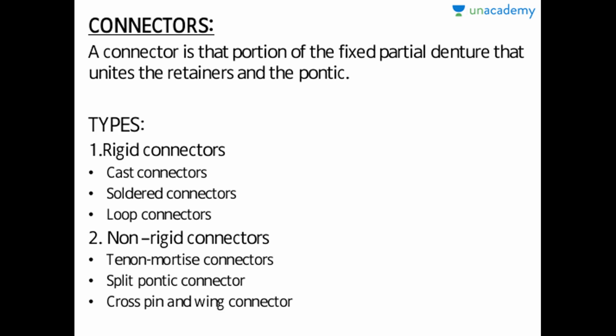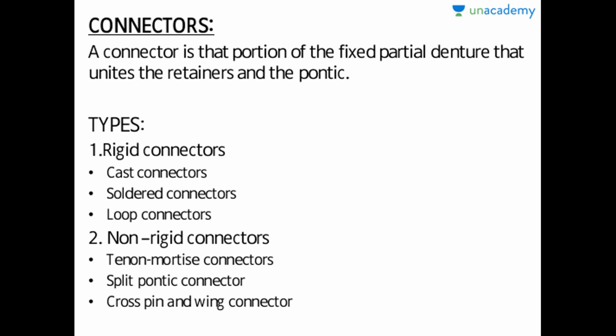In the case of tenon mortise connector, the tenon is the male part, and the mortise is the female part. The tenon is attached to the pontic and the mortise is attached to the retainer. First, the mesial part is incorporated into the oral cavity and the distal part is then connected to the FPD.